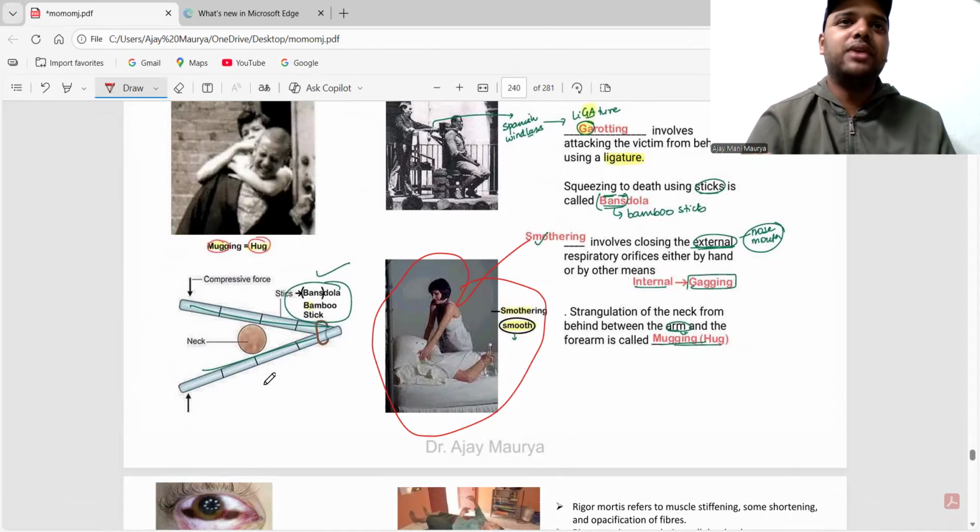This is the bansdola. Bans means bamboo stick. Using a bamboo stick, they put it on the neck here. This is called bansdola.